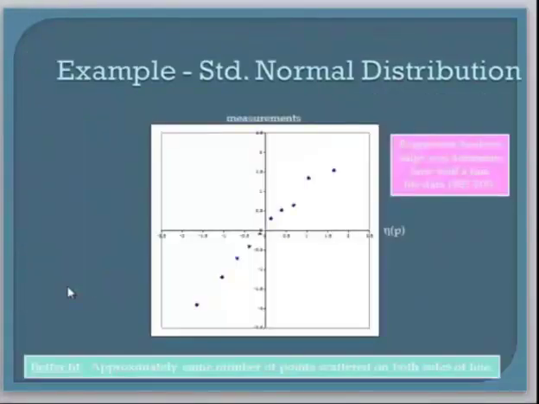And what we see is a better fit. We have approximately the same number of points scattered on both sides of the line. So that's kind of nice. Later in the next course we would learn about regression analysis, and that would help you determine how well that line actually fits the data.